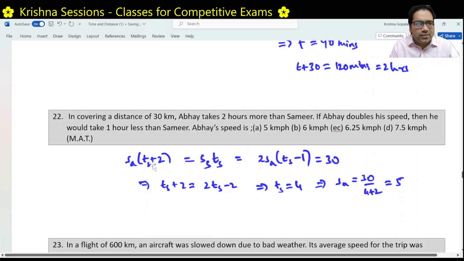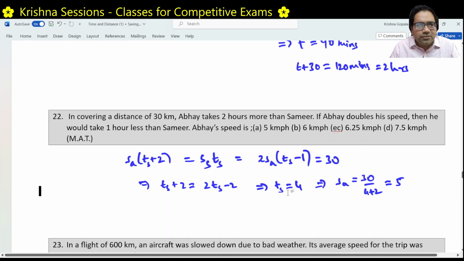Now let's take this first part and this third part. Speed of Abhay into Ts plus 2 is equal to 2Sa into Ts minus 1, because both are Sa and Ts, right? So let's try to do this. Then Sa will get cancelled out. Ts plus 2 becomes 2 into Ts minus 2. That becomes Ts equal to 2 plus 2, 4. 2s minus Ts, Ts is equal to 4. That means time of Samir is 4. Time of Samir is 4. Right.